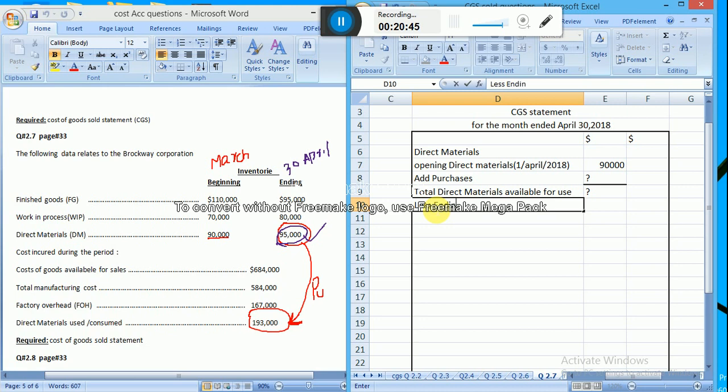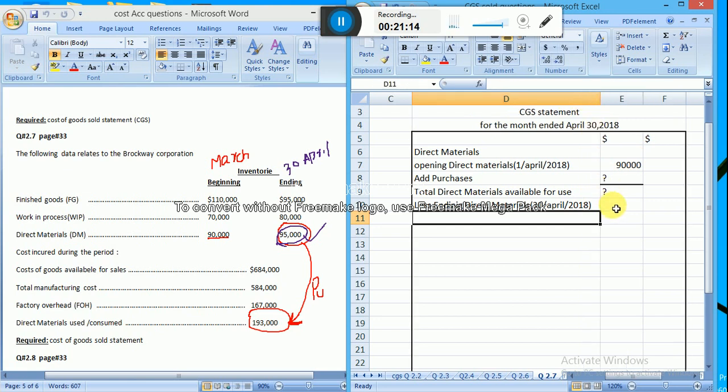Ending direct materials. Ending direct material on which date? On 30th of April. Today is 30th of April, 2018, let's suppose. Ending direct material, if we look, is given. How much? 95,000.